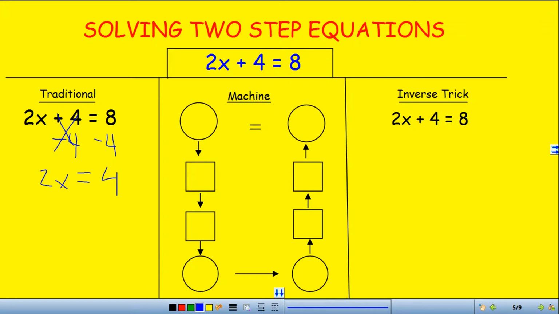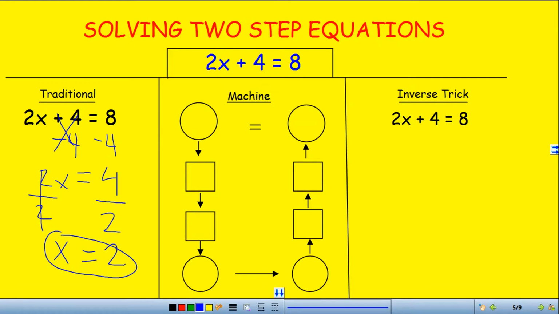From there, we'll do our inverse operation of multiplication because we have 2 times x equals 4. So I'm going to do the inverse operation, which is divide by 2. And what I do to the left side, I have to do to the right side. So my 2's cancel out. I'm left with x equals 2. So our final answer is x equals 2.